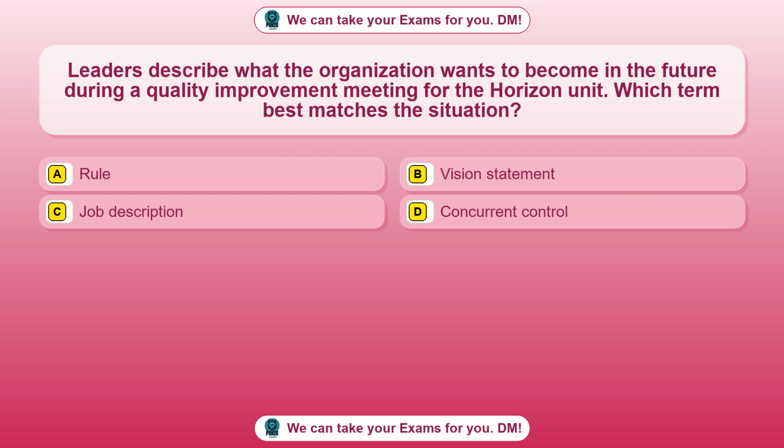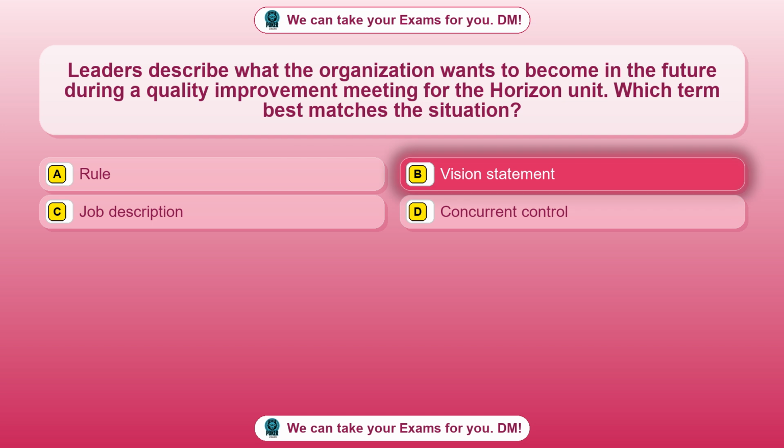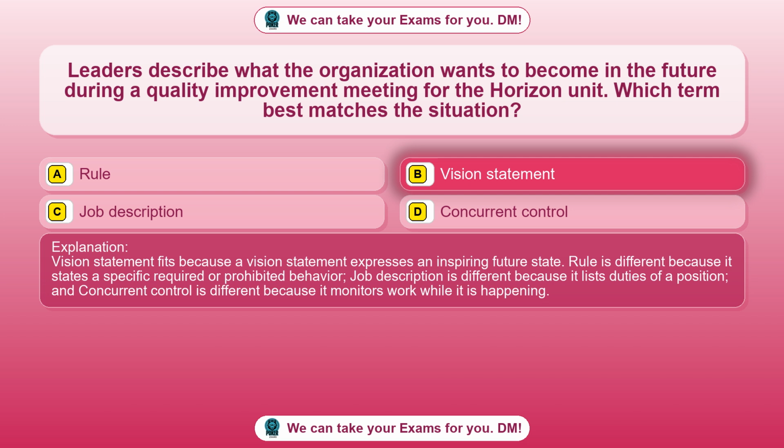Option C, job description. Option D, concurrent control. The correct answer is option B, vision statement. Vision statement fits because a vision statement expresses an inspiring future state. Role is different because it states a specific required or prohibited behavior.